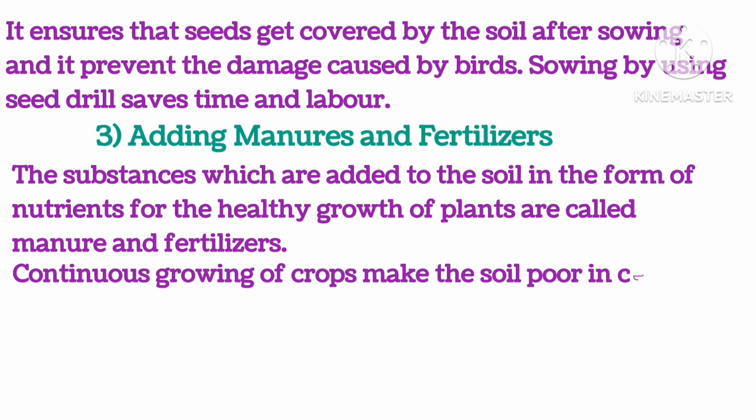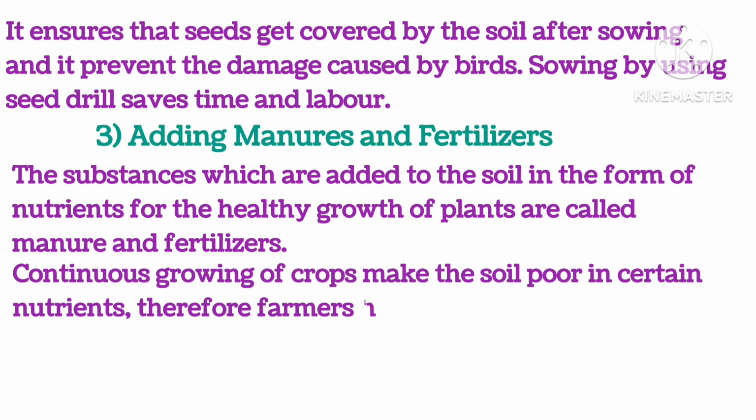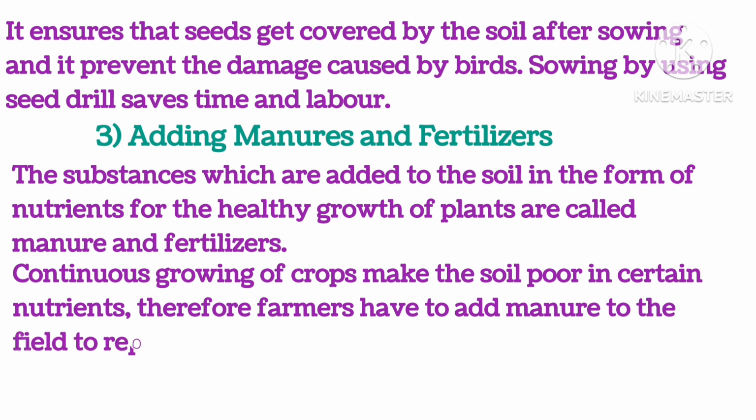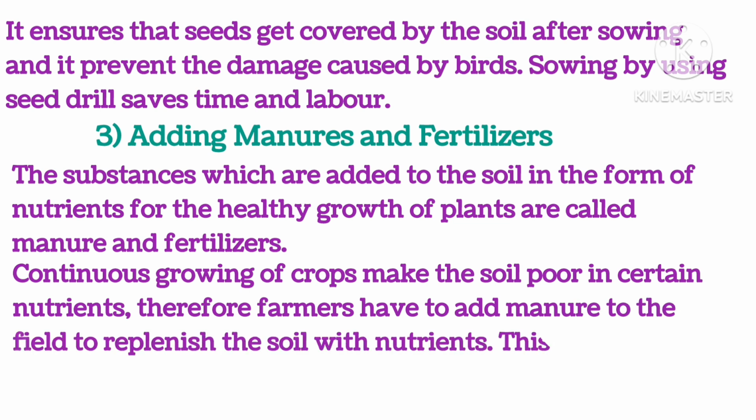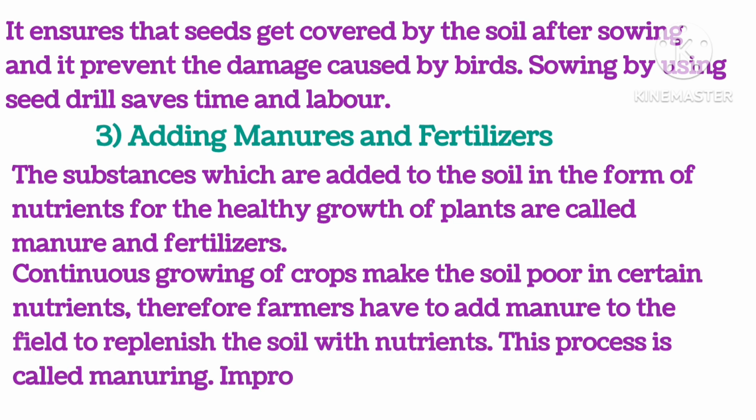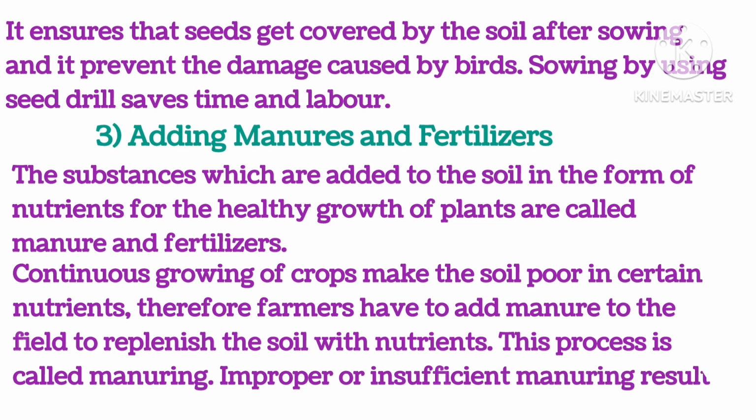Continuous growing of crops makes the soil poor in certain nutrients. Therefore, farmers add manures to the field to replenish the soil with nutrients. This process is called manuring. Improper and insufficient manuring results in weak plants. Difference between manures and fertilizers.